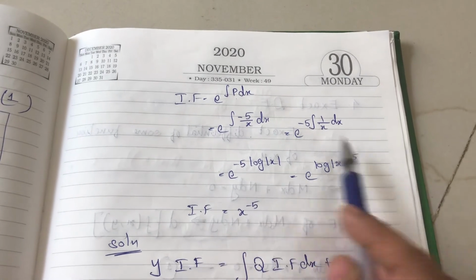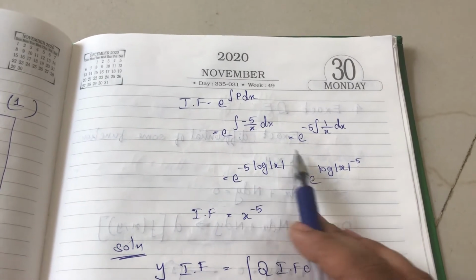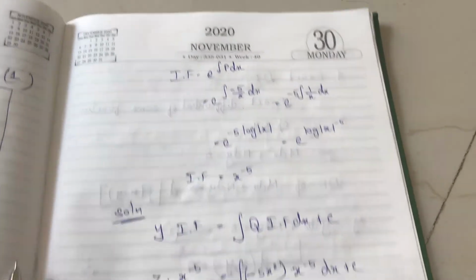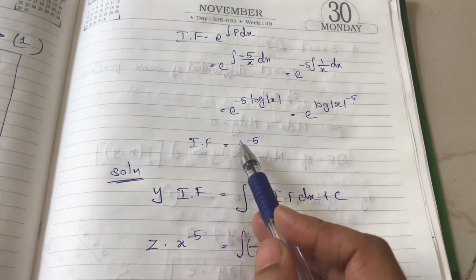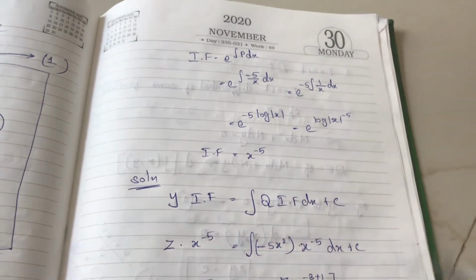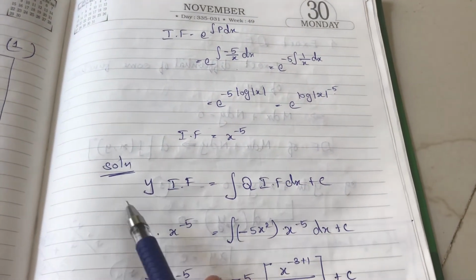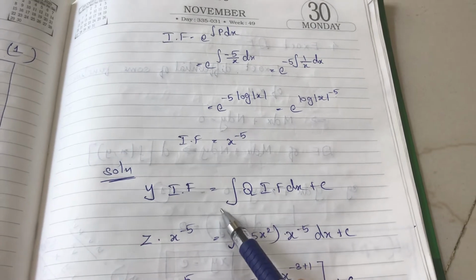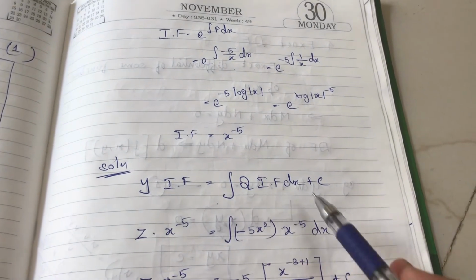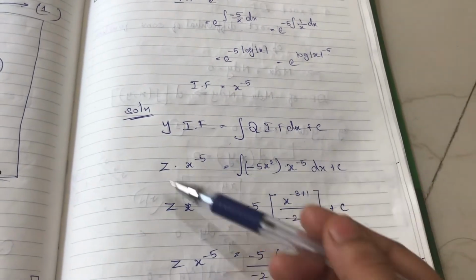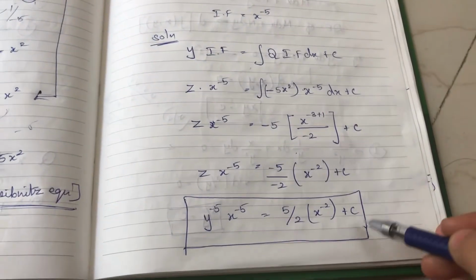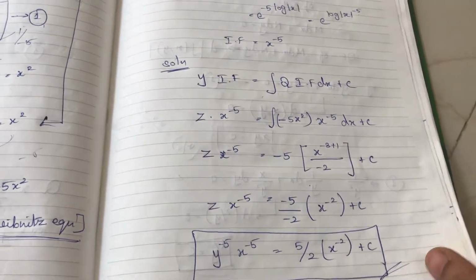And this minus 5 will come to the power. Then this log e will get cancelled. So the answer will be only x to the power minus 5. So we know the equation, right? y into the integrating factor is equal to the integration of q into the integrating factor into dx plus c. So by substituting all these values, you will get the final answer.